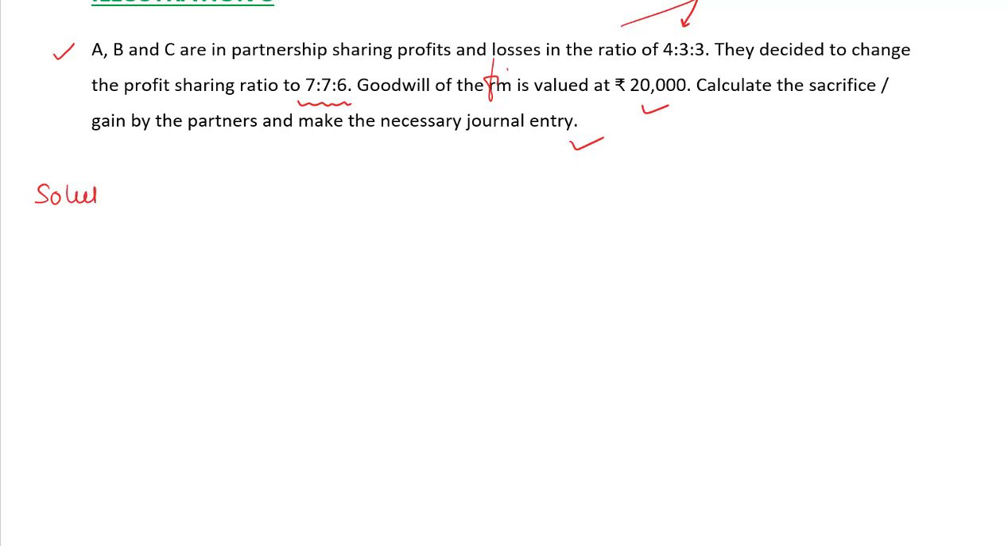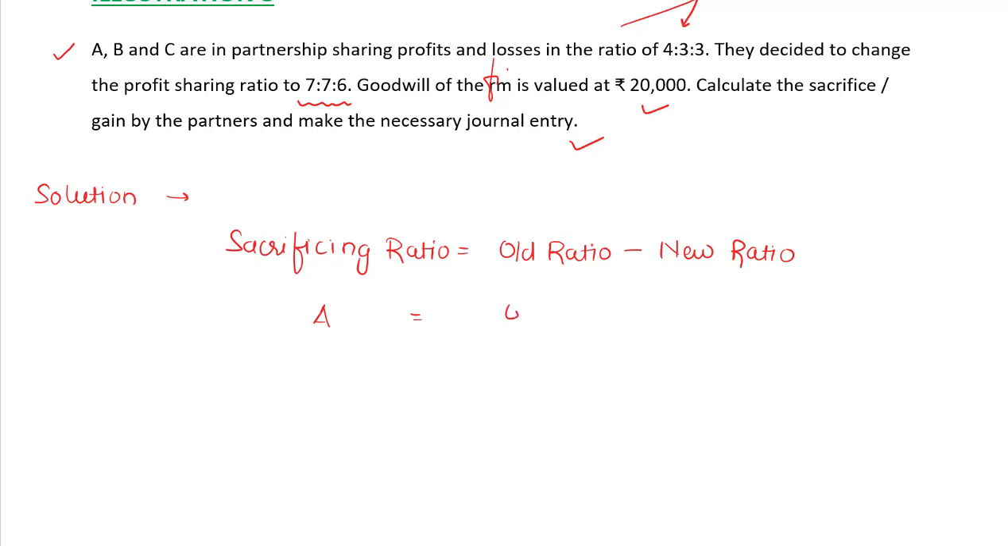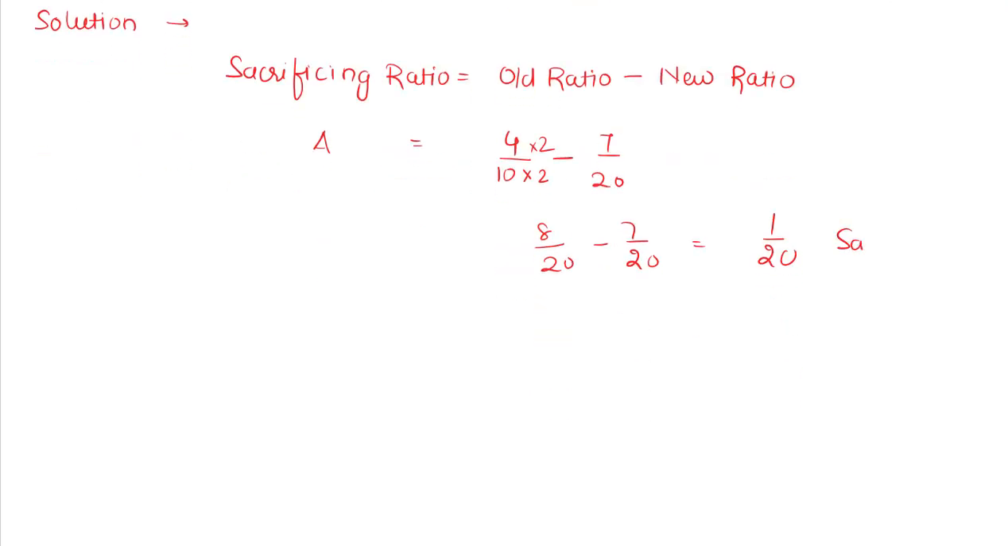Solution. Sacrificing ratio equals old ratio minus new ratio. In case of A, old ratio is 4 by 10, new ratio is 7 by 20. We'll make the denominators equal. 8 by 20 minus 7 by 20 is 1 by 20, positive. This means this is sacrifice.